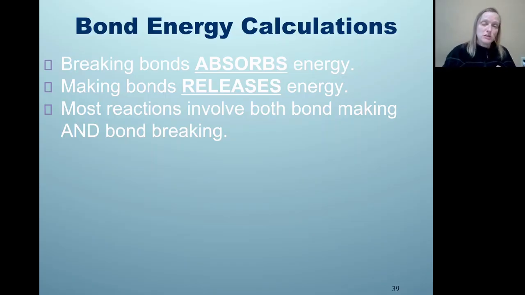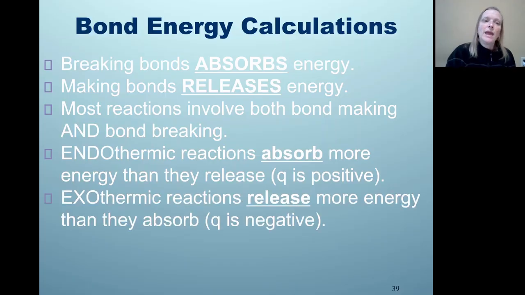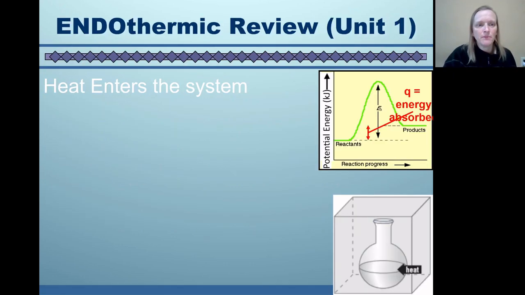So they're gaining some energy, they're losing some energy, and whichever process involves more energy determines whether the overall reaction is endothermic or exothermic. So endothermic reactions absorb more energy than they release. So there is more energy absorbed during breaking bonds than released during bond making. And exothermic reactions release more energy than they absorb. As a reminder, this calculation for an overall energy change in a reaction is called Q. The Q value is positive in an endothermic reaction and negative in an exothermic reaction.